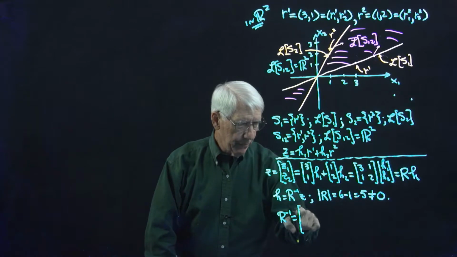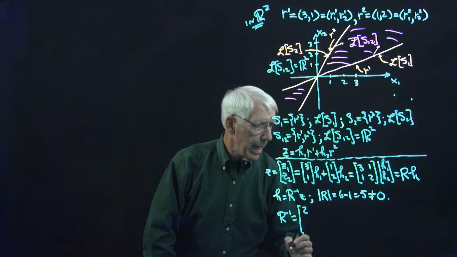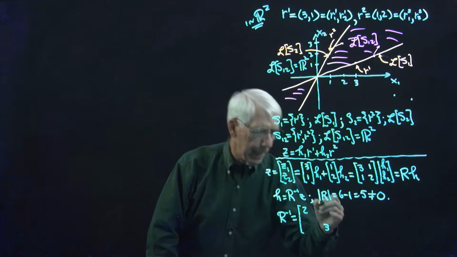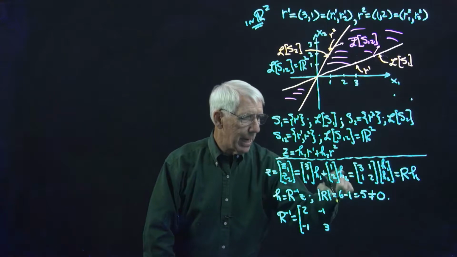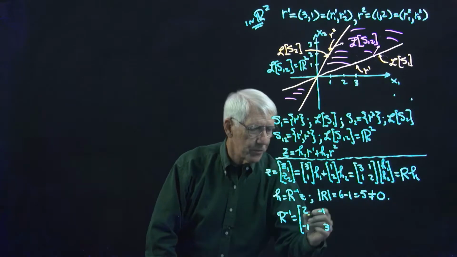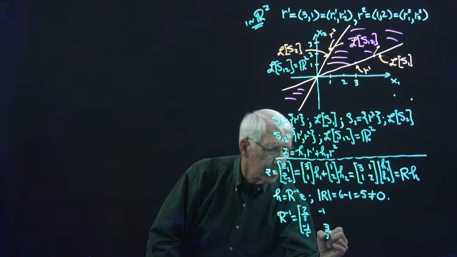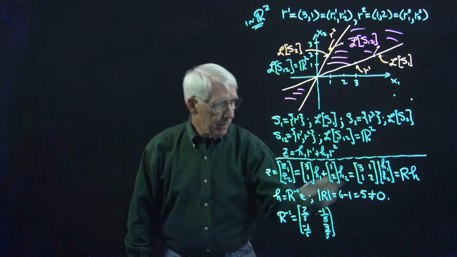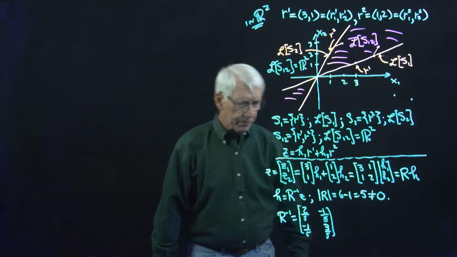And so the inverse is going to be 2 and 3 and minus 1 and minus 1, divided by the determinant in each case. And the determinant's 5. So this is 5, 5, 5, and 5. So that's the inverse of R. As I said, easy to get the inverse of 2 by 2 matrices.